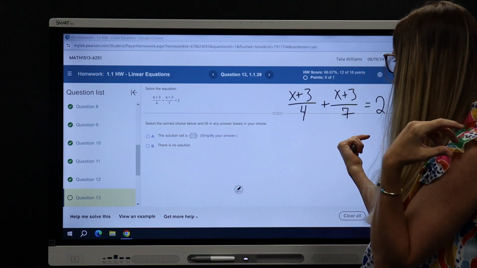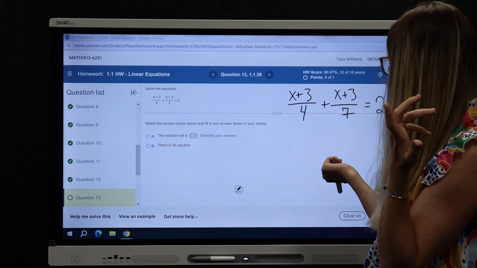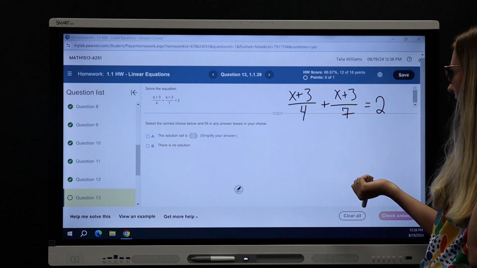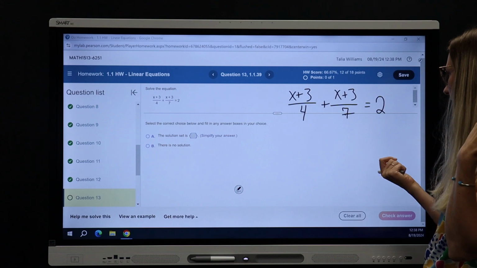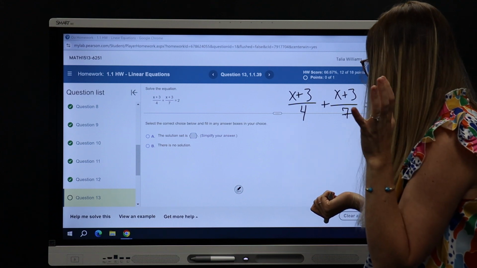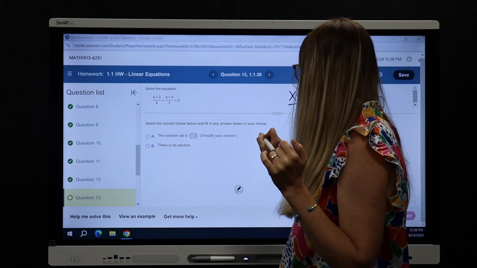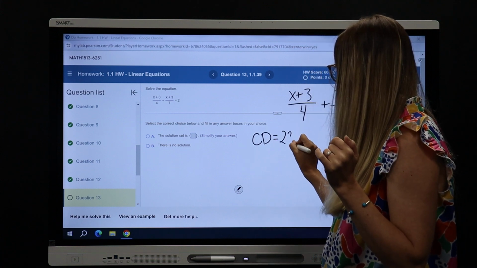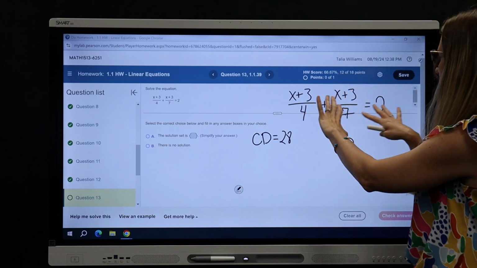And there's not a smaller one because 4, 8, 12, 16, 20, 24, 28. 7 goes 7, 14, 21, 28. So our common denominator is going to be 28.